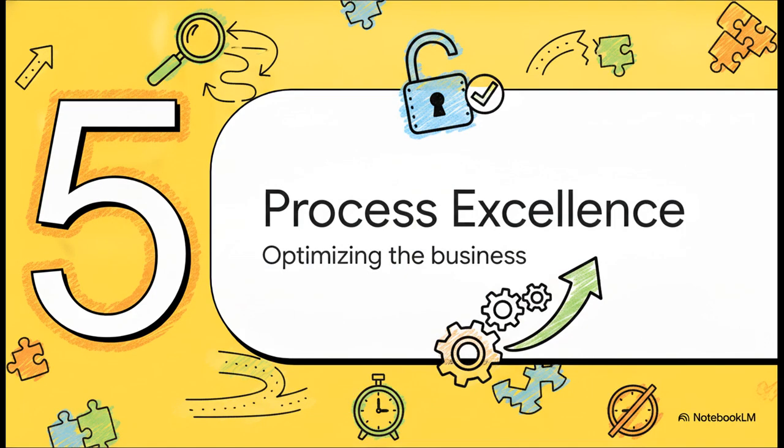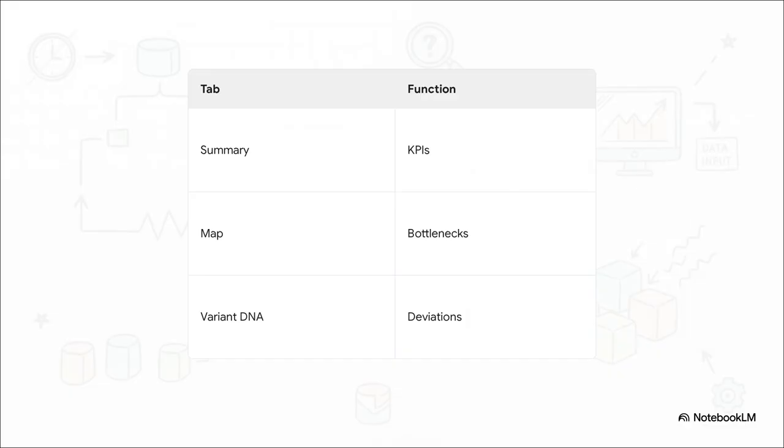Finally, Section 5, Achieving Process Excellence. Case closed, right? We've successfully utilized our entire toolkit today. We started with the Summary tab to grab our high-level KPIs and see the big picture. We used the Map tab to visualize the flow and uncover some massive time bottlenecks. And we used the Variant DNA tab to track exactly where our processes were completely deviating from the ideal path. We've taken raw data and translated it into real, actionable intelligence.